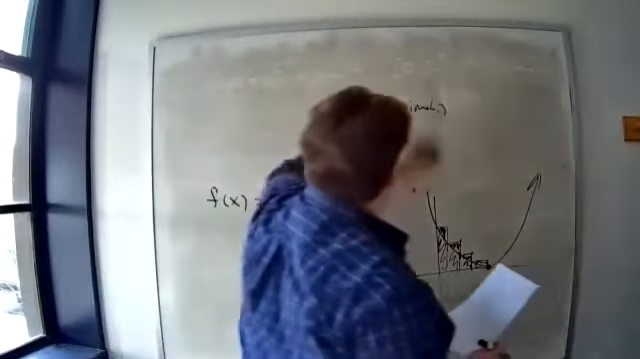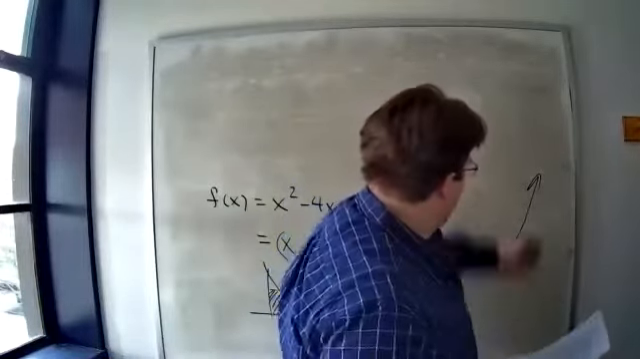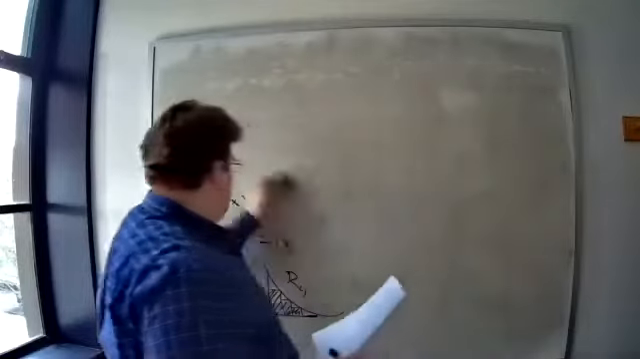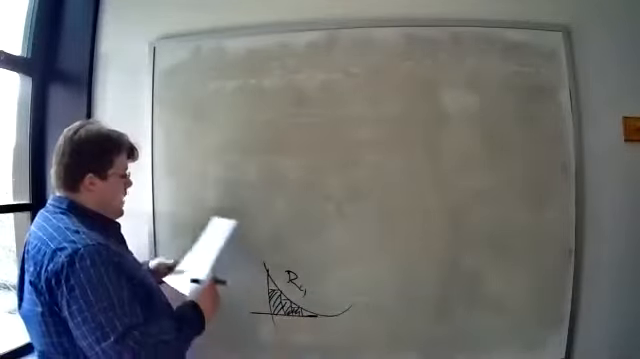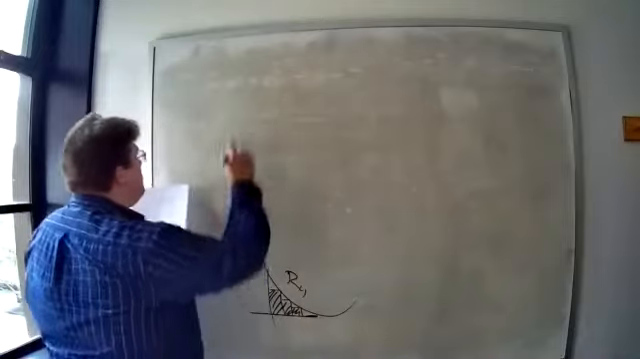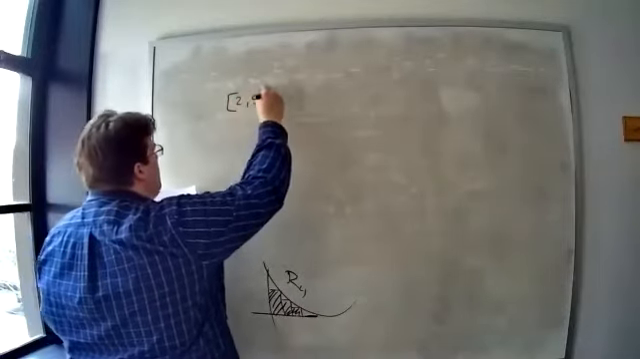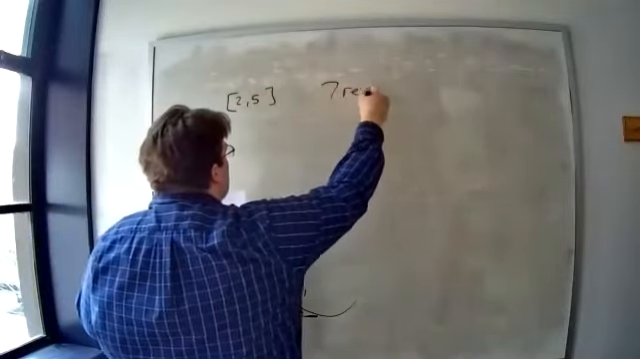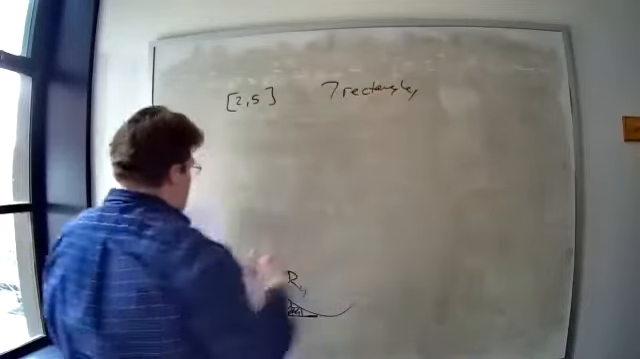Okay, 1B. Set up 2 formulas which approximate the area between f of x and the x-axis on the interval 2 to 5, using 7 rectangles.